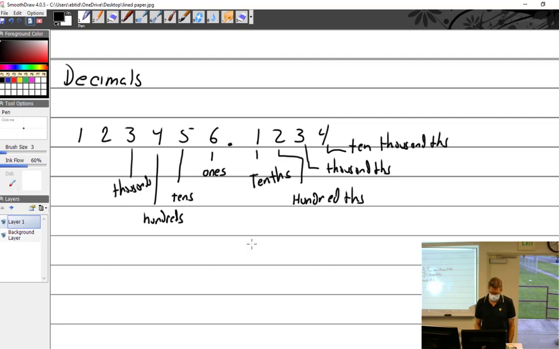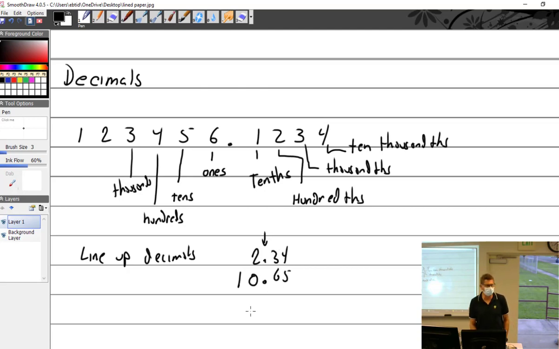Don't forget that if you are adding and subtracting, you always make sure you line up the decimals. But I doubt you're going to have a problem with that, because if I had 2.34 and wanted to add 10.65, I would line up the decimal if I'm doing it by hand. But you're probably just going to use your calculator and hit the little dot button and be done. But I'd be remiss if I didn't mention that.